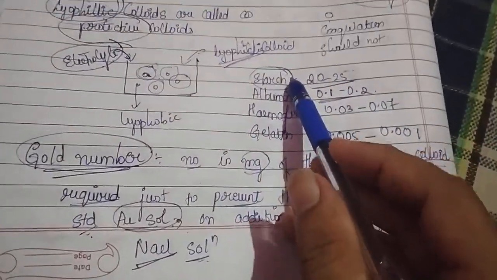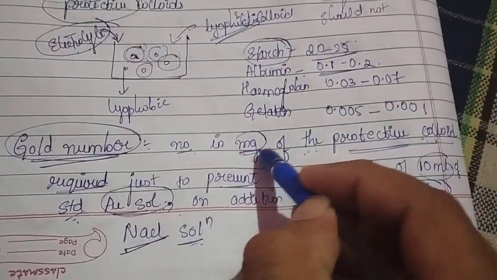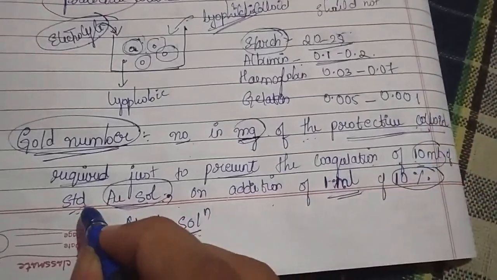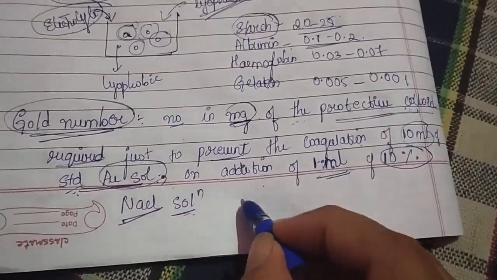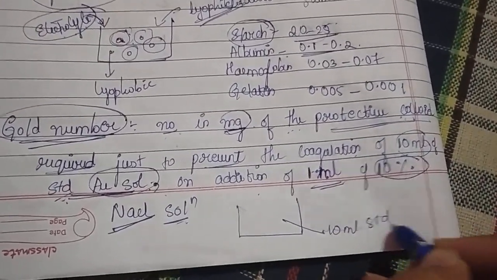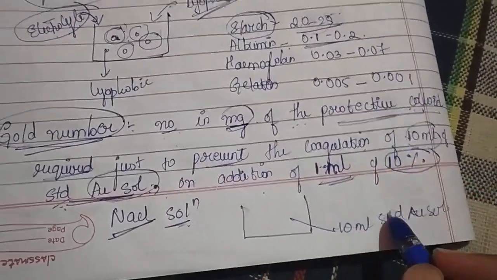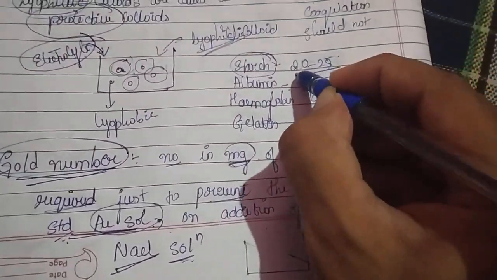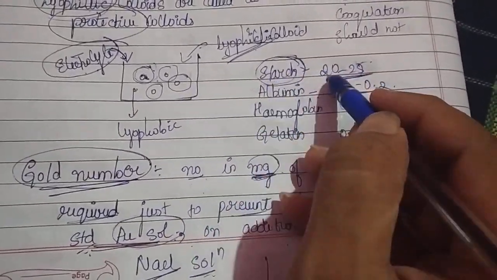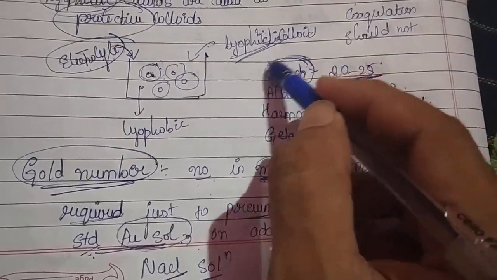So what is this gold number? It is the number in milligrams. And how did they obtain it? Of course, they took 10 ml of a standard gold salt solution. To this they added 20 to 25 milligrams of starch.